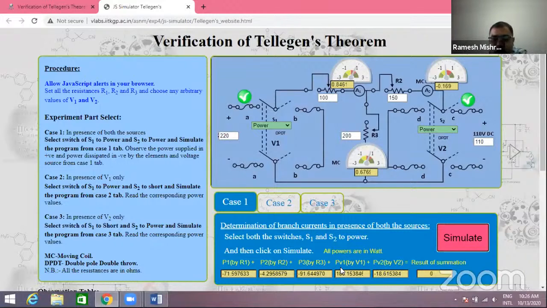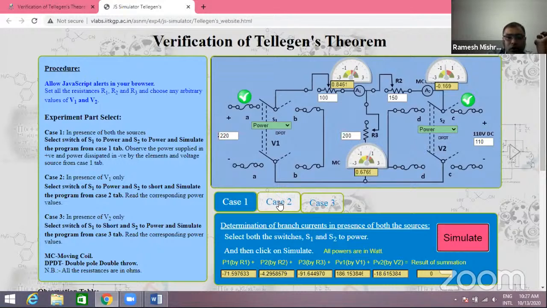The first source power is equal to 186.15384, and the second source power is equal to minus 18.615384. When we add all these values, the result of the summation is equal to 0. This means Tellegen's theorem exactly says that the summation of all powers should always be equal to 0. Here we see the result of this summation is equal to 0.